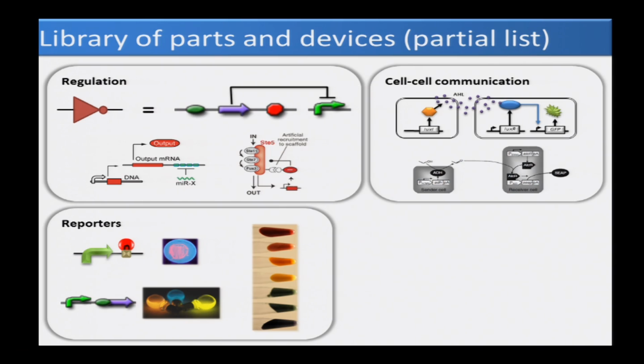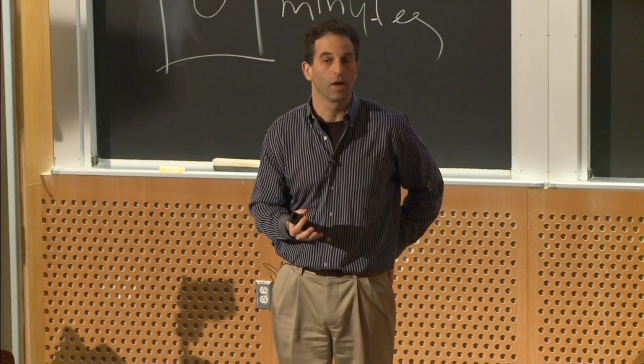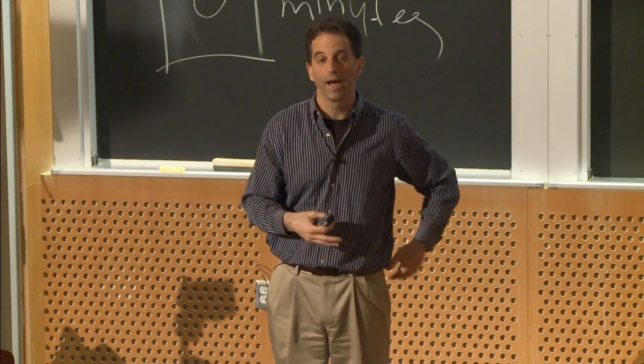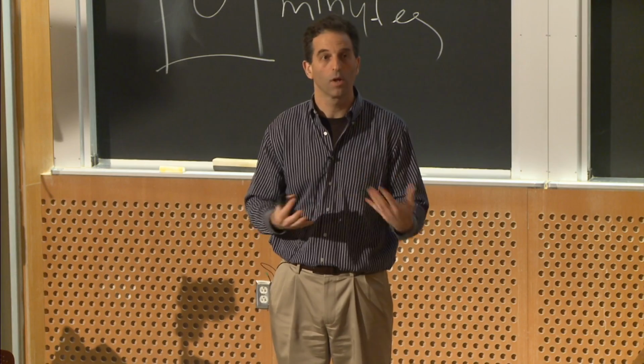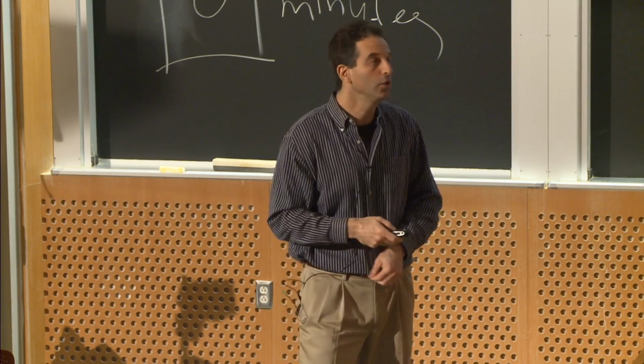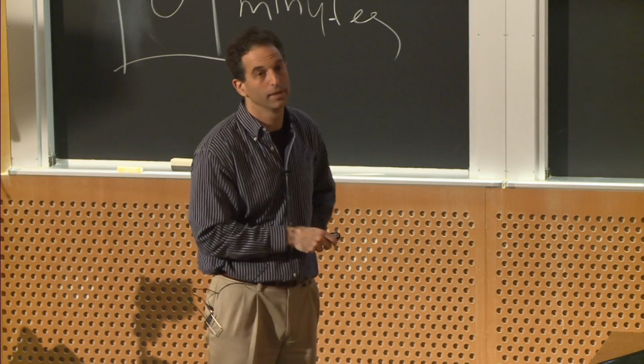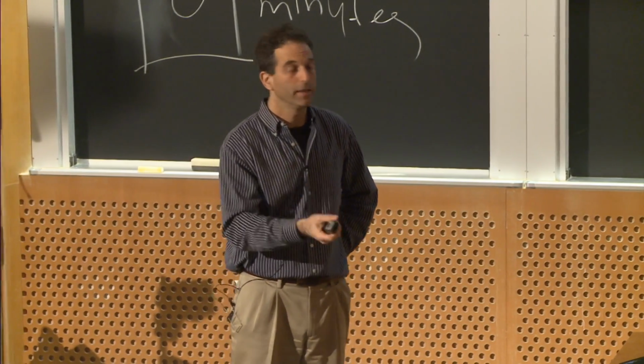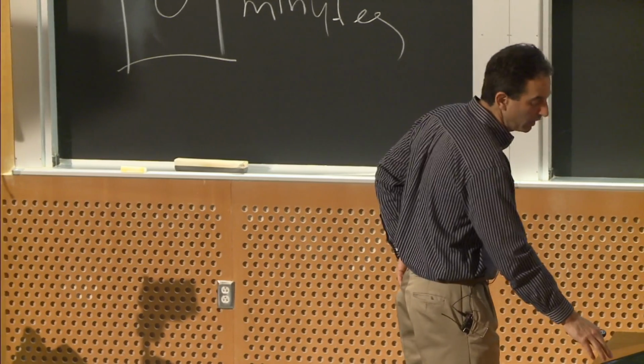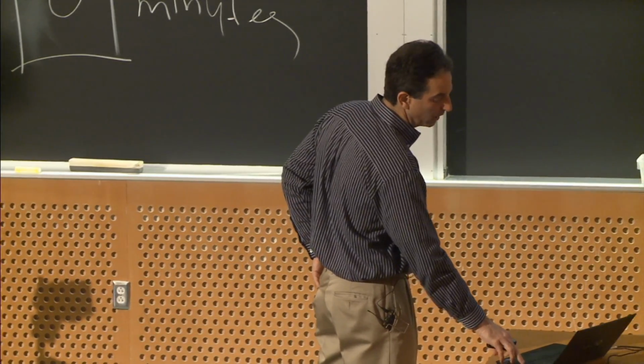So just like when we create a new software, a new computer program, we have debugging outputs that tell us what the program is doing. Usually the way we do this is with fluorescent proteins. It could be with dyes too. They tell us, here's how your circuit is behaving, here's how the cell might be behaving.